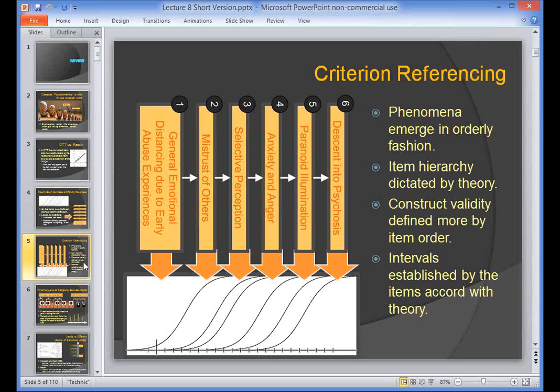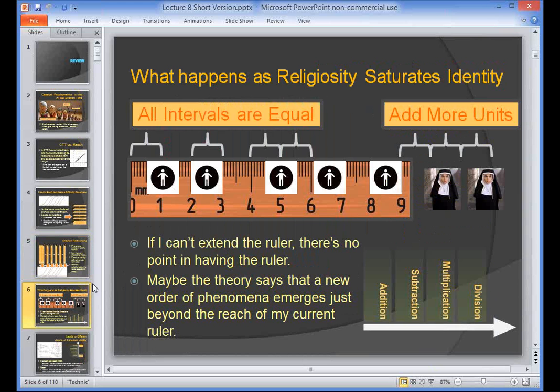So the idea here with construct validity in a Rasch framework, it's an intrinsic notion of validity. We don't have to leave our items in order to actually validate the scale. What we're trying to do is to validate the item hierarchy or the item order.